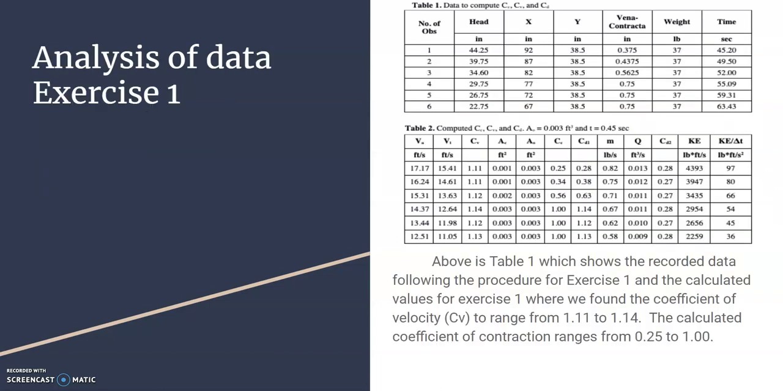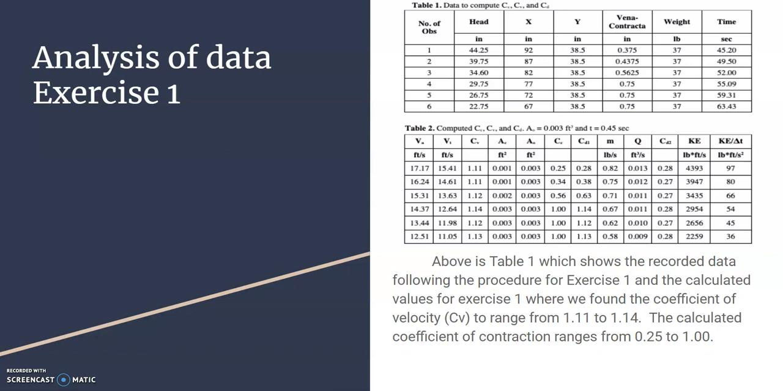The following is the analysis of data in exercise 1. Table 1 shows us the recorded measurements taken during the lab, and Table 2 shows all the computed measurements from Table 1. We found in the following table that the coefficient of velocity ranges from 1.11 to 1.14. This is clearly wrong, as the coefficient of velocity should never be above 1.